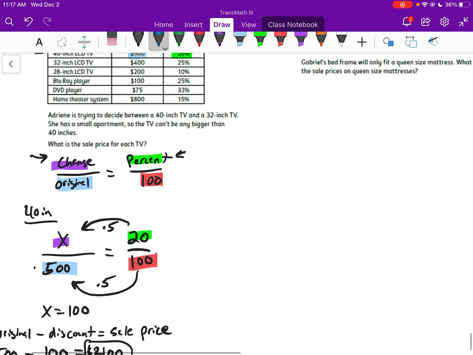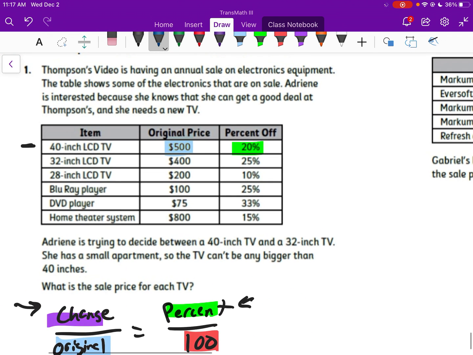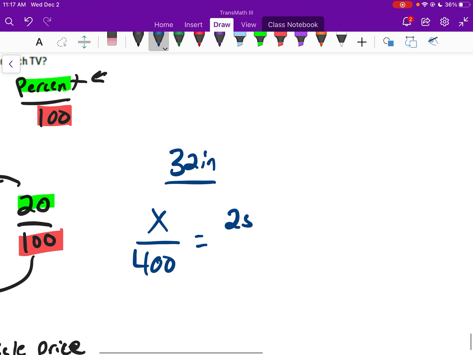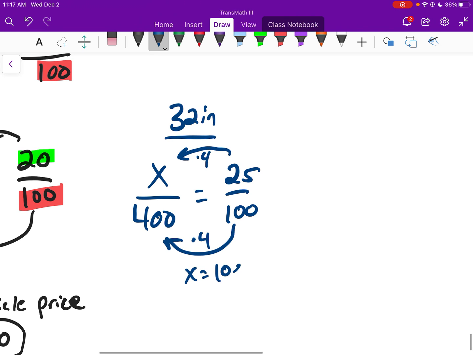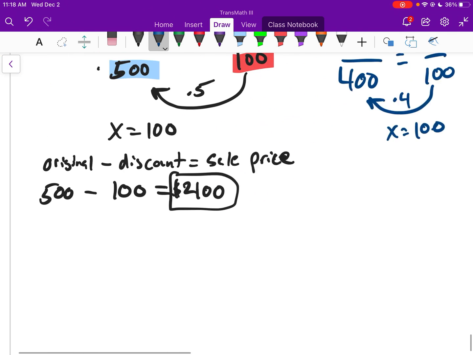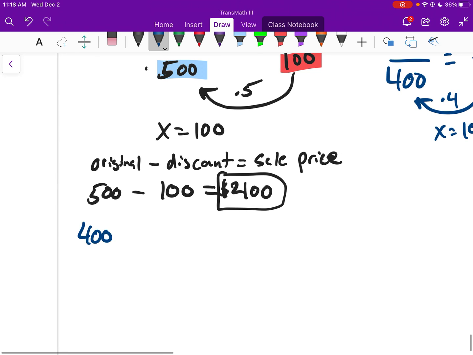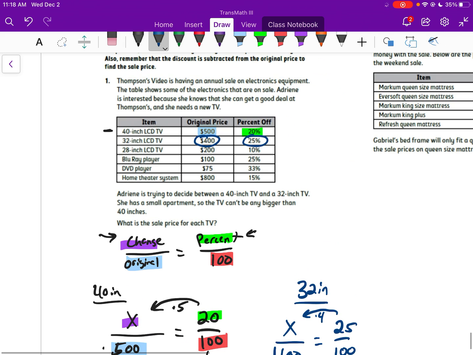Now, for the 32-inch TV, we don't know the change in price. We know that it costs $400. 32-inch TV, $400, and we got 25% off. So we're going to set that equal to 25 over 100. Again, I would use my horizontal here. 100 times 4 is 400. So 25 times 4, we get x is equal to 100 again. So again, that's the discount. So the original, which was $400, a discount of $100, will give us a sale price of $300.